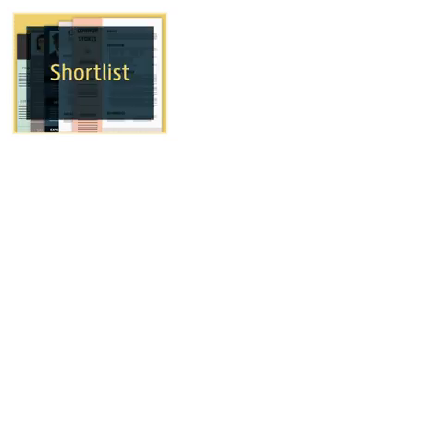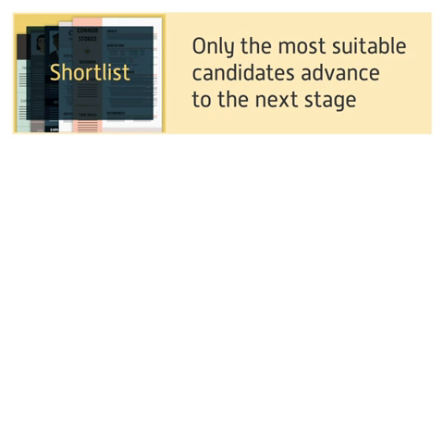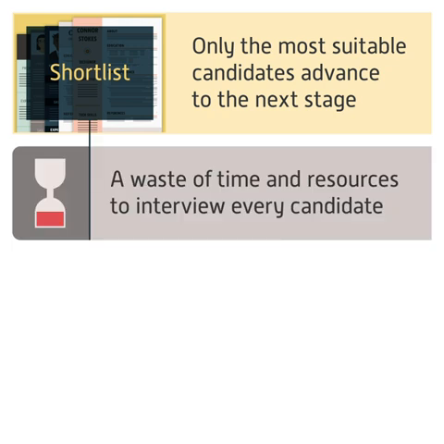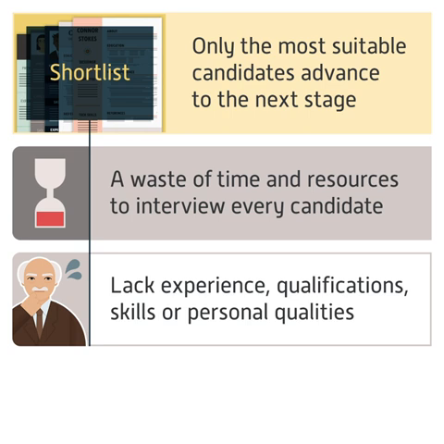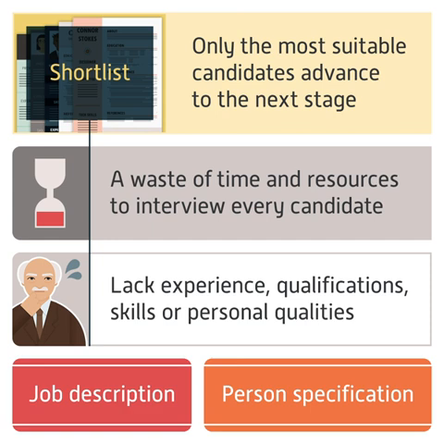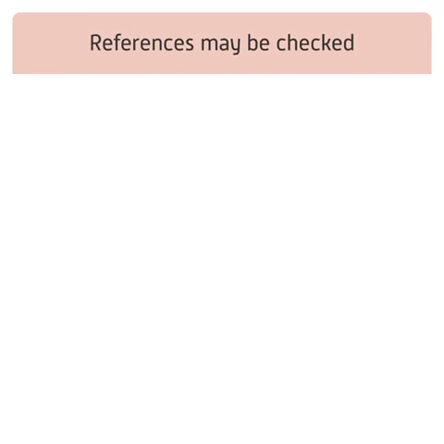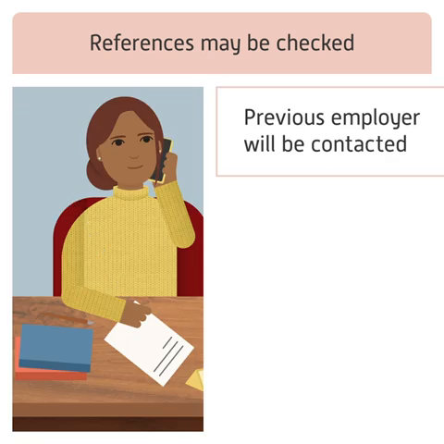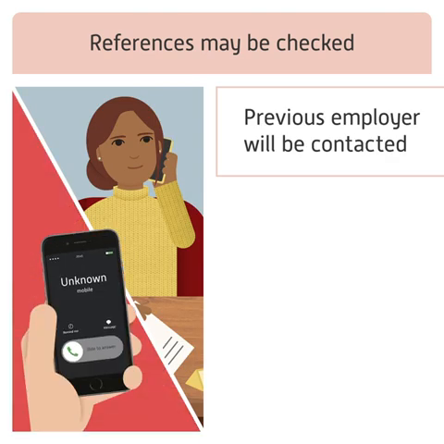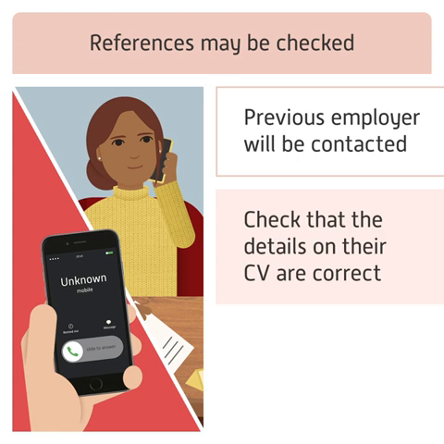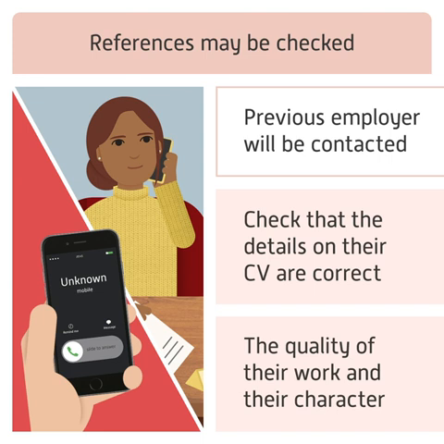When enough applications have been received, recruiters must shortlist them so that only the most suitable candidates advance to the next stage of selection. It would be a waste of time and resources to interview every candidate who applied, as many probably lack the experience, qualifications, skills or personal qualities set out in the job description and person specification. Once a shortlist has been created, references may be checked. This means that a candidate's previous employer will be contacted to check that the details on their CV are correct, and perhaps to ask questions about the quality of their work and their character.